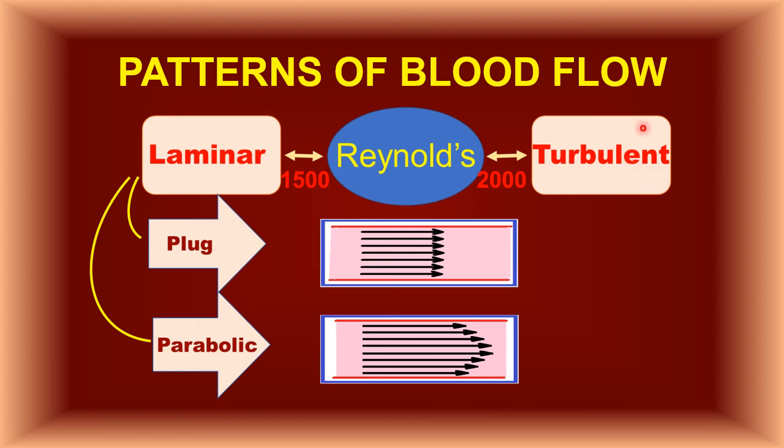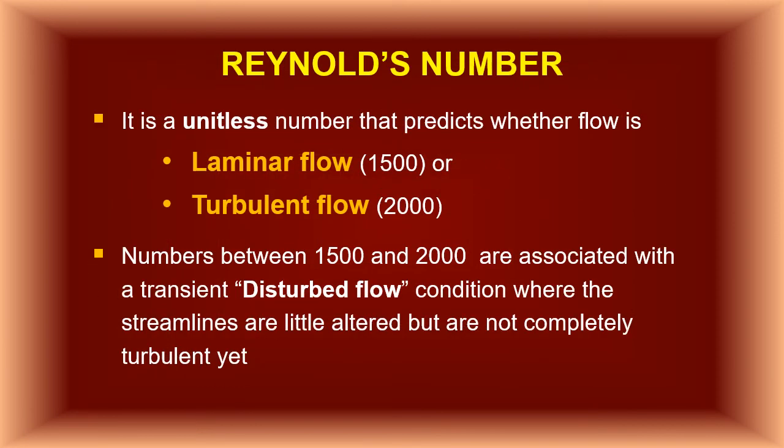These two types of patterns of blood flow are understood if we understand something called the Reynolds number. If we have a Reynolds number less than 1500, this will be on the side of laminar flow. If the Reynolds number is 2000 and higher, it belongs to the turbulent flow. So the Reynolds number has two main numbers to memorize: 1500 and 2000. 1500 or less goes to the laminar flow. More than 2000 goes to the turbulent flow.